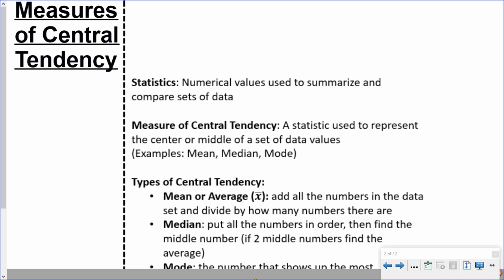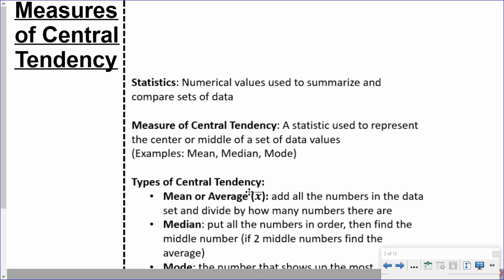All right, so some things that I've typed in for you already. You have statistics, which are numerical values used to summarize and compare sets of data. Measure of central tendency, a statistic used to represent the center or middle of a set of data values. And those that we've talked about are mean, median, and mode. These are all measures of central tendency.